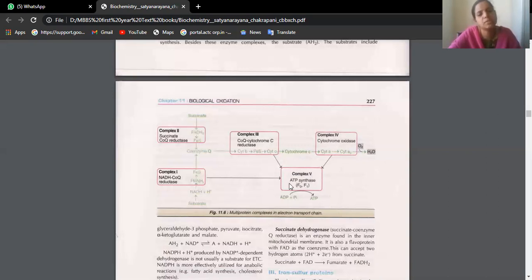Complex 5 is concerned with coupling. That means here ADP plus high energy phosphate. At these three steps, it will help in the formation of three ATPs.